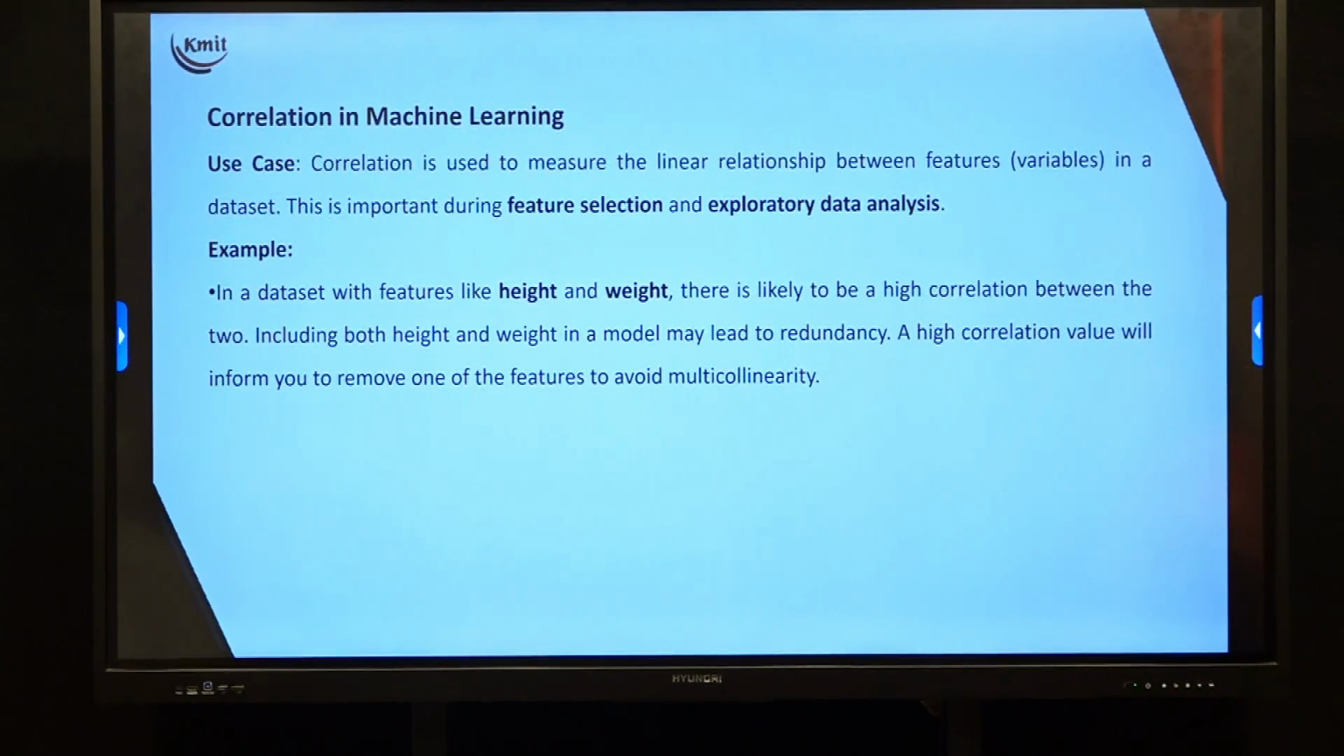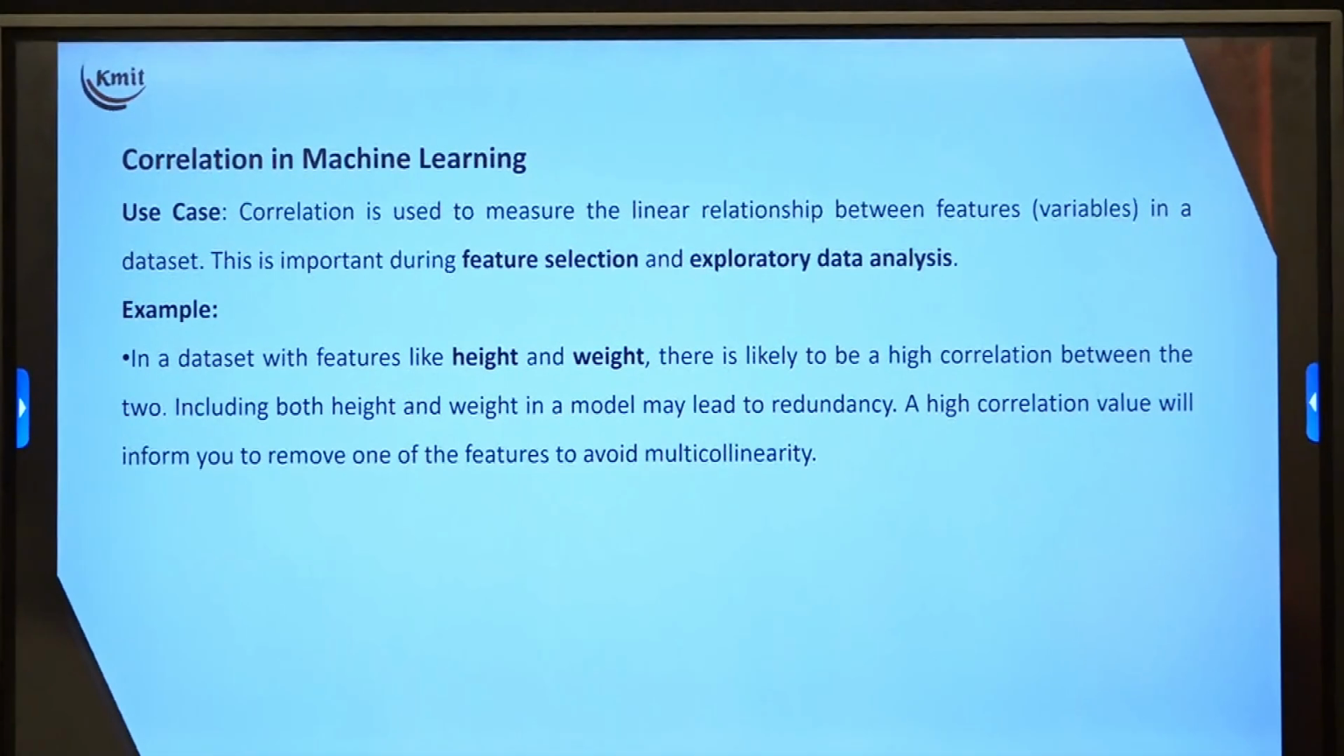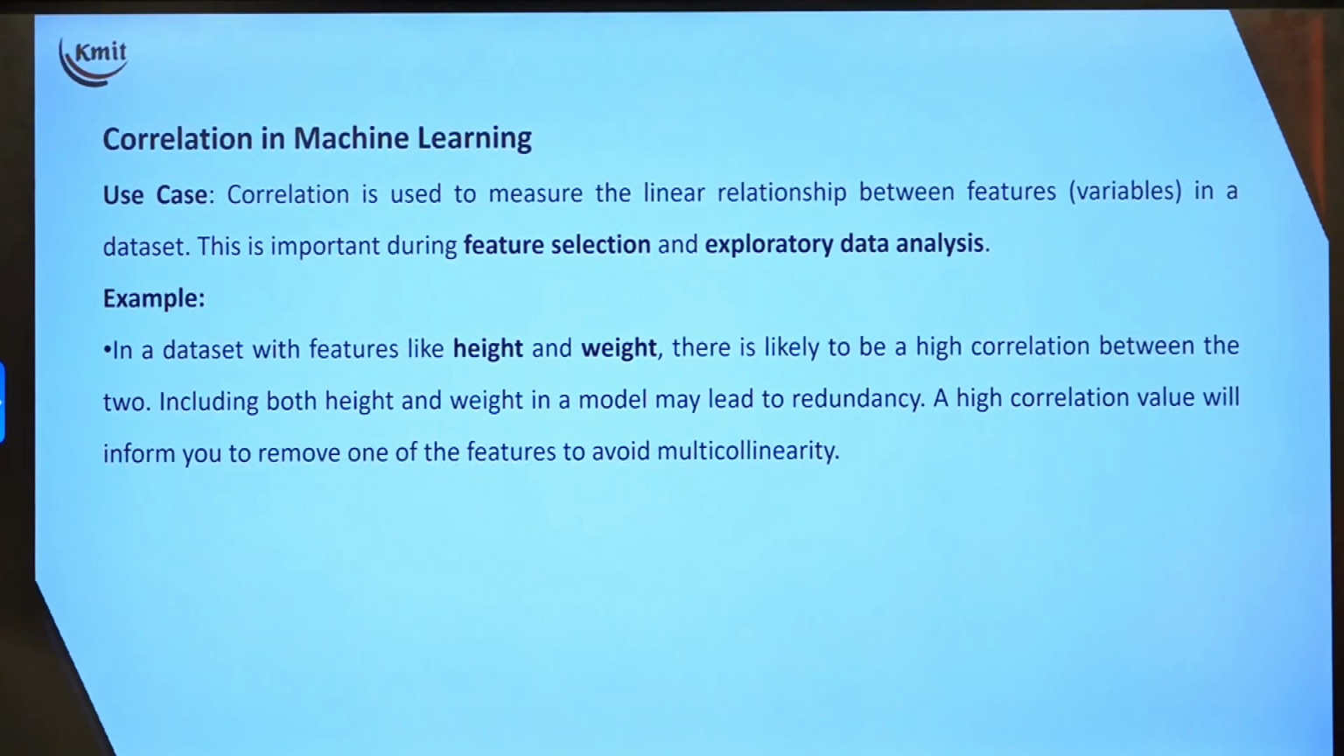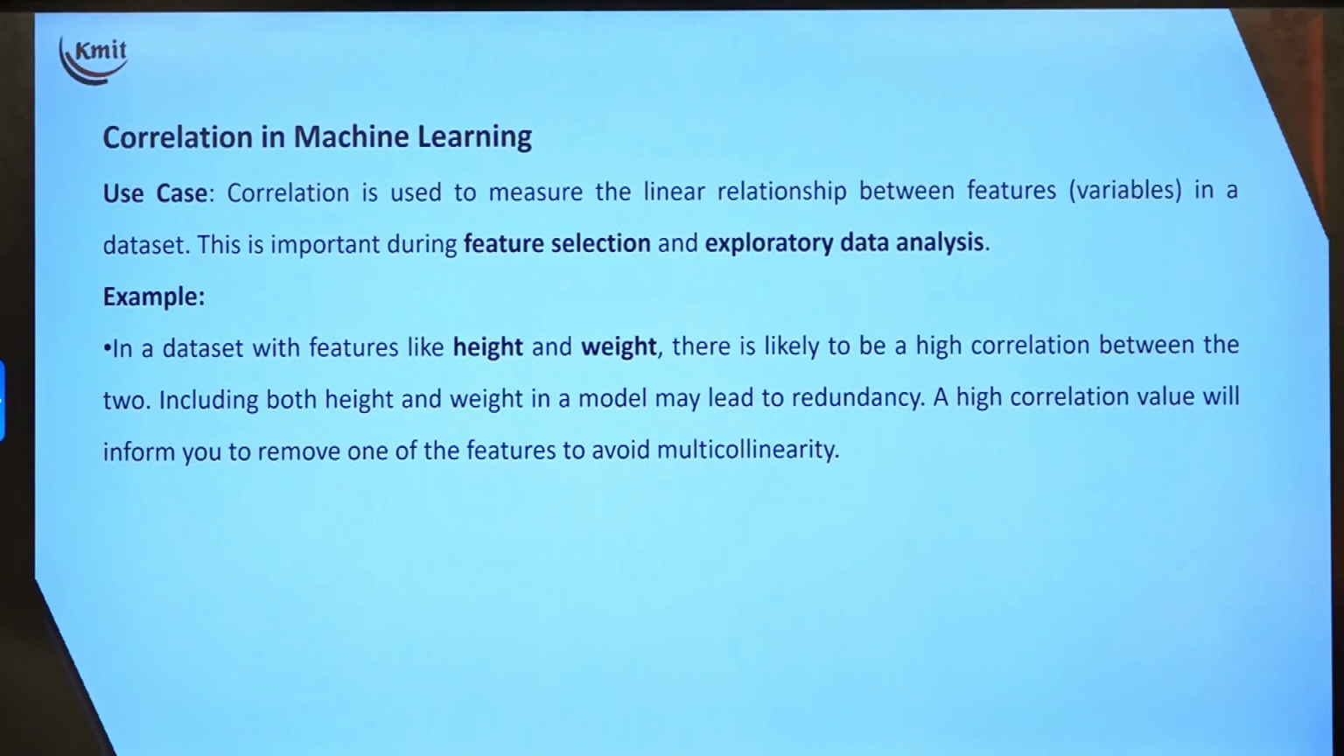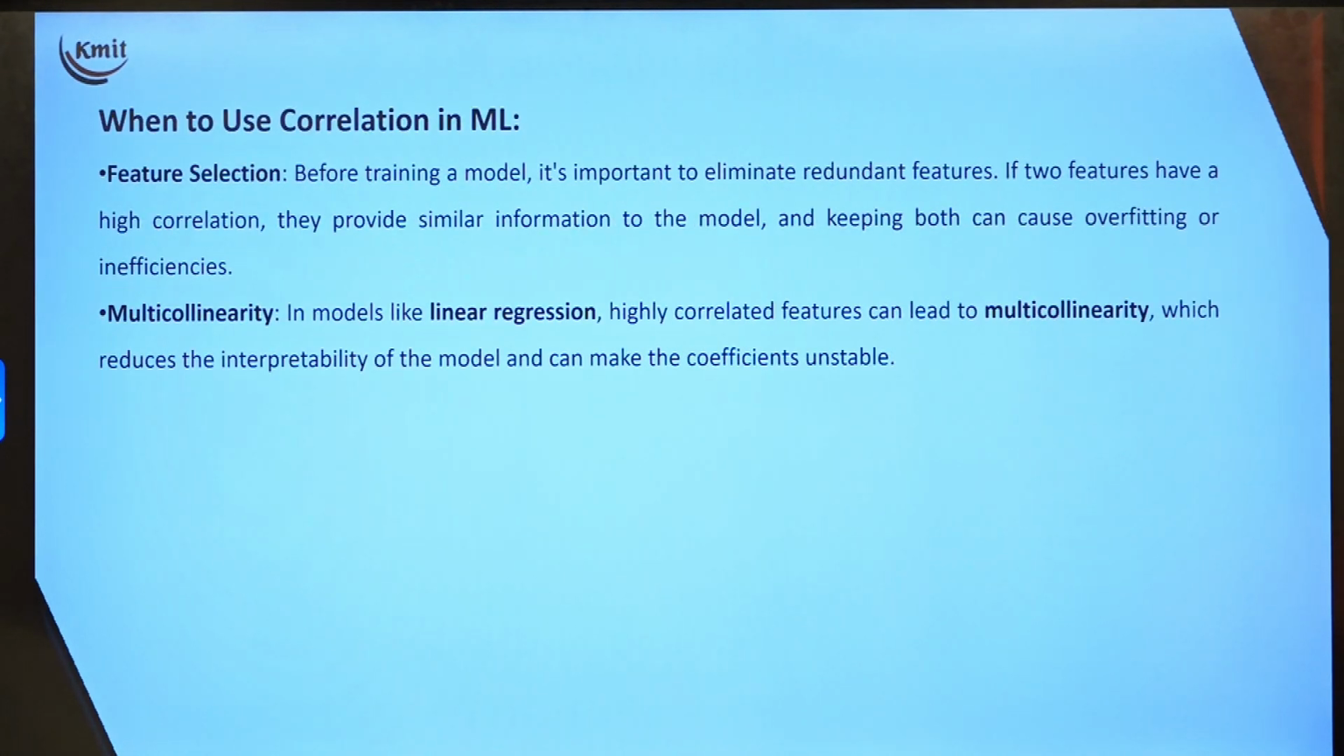For example, take a data set with features like height and weight. There is likely to be high correlation, because as the height increases, the weight also increases. Including both height and weight in a model, we require both in the model. I can't eliminate both of them, because they are very important for me to analyze the given data. A high correlation value will inform us about the dependency of each and every variable, so that we can avoid multi-collinearity.